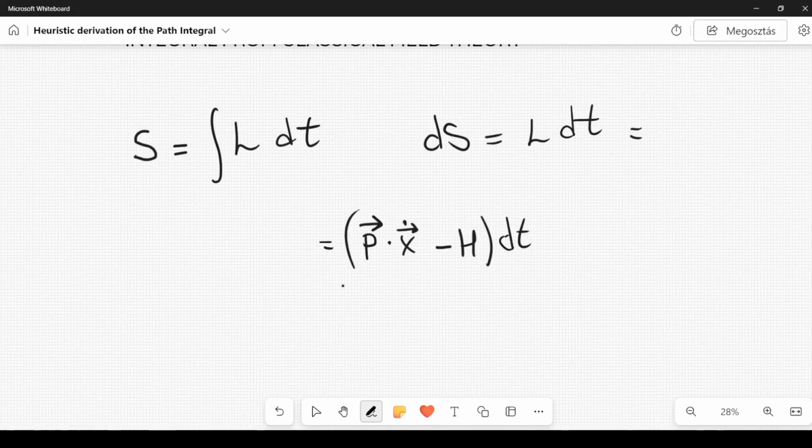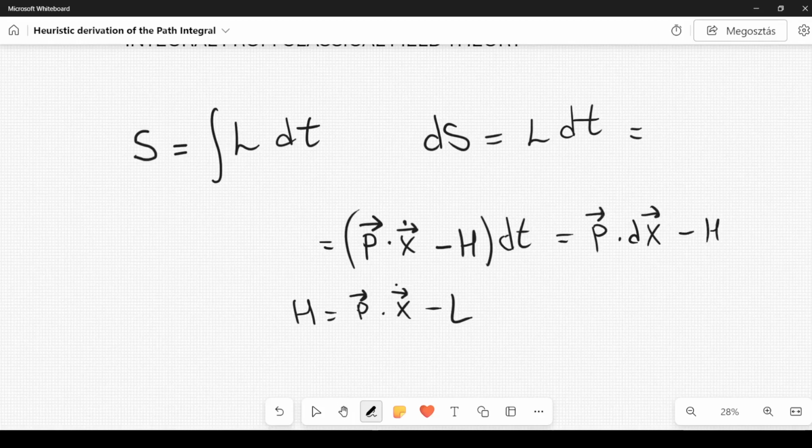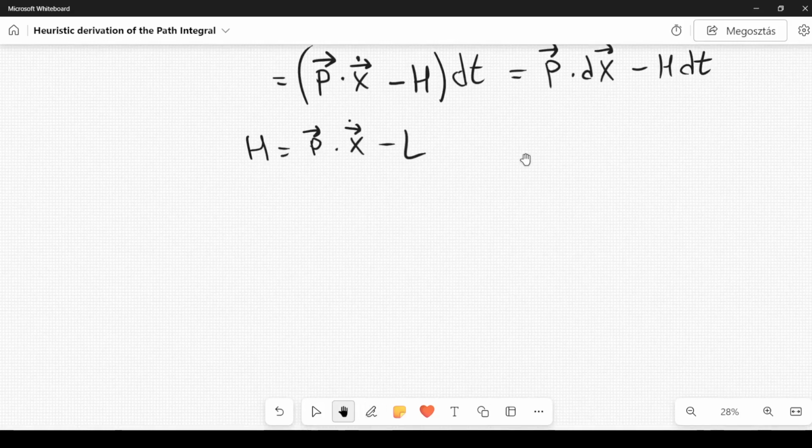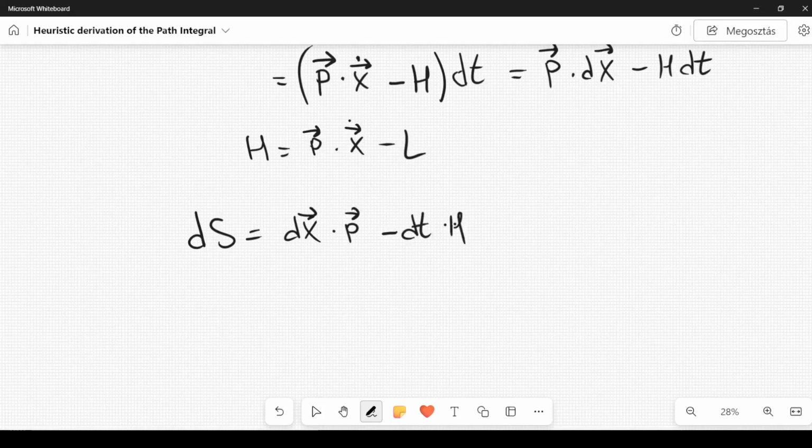The Lagrangian can be written like this because the Hamiltonian can be written as p dot x dot minus the Lagrangian. And therefore, this can also be written as p dot dx minus H dt. Therefore, the change in the action, dS, can be written as dx dot p minus dt times H.